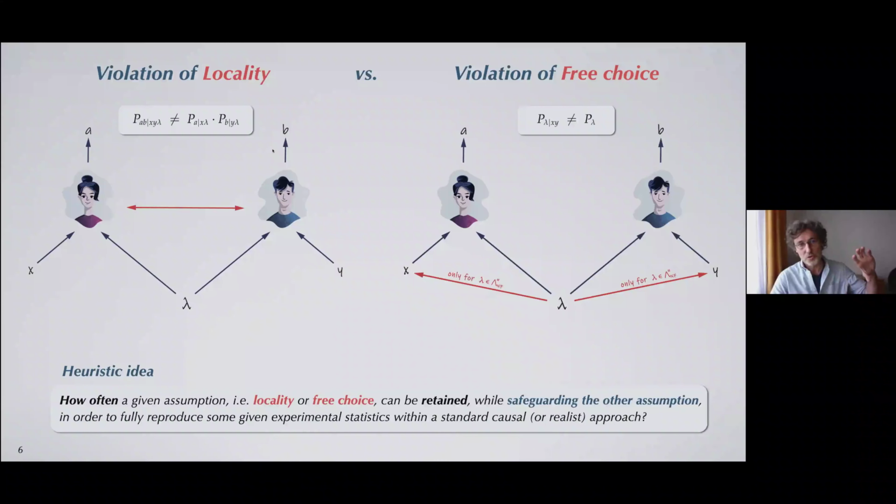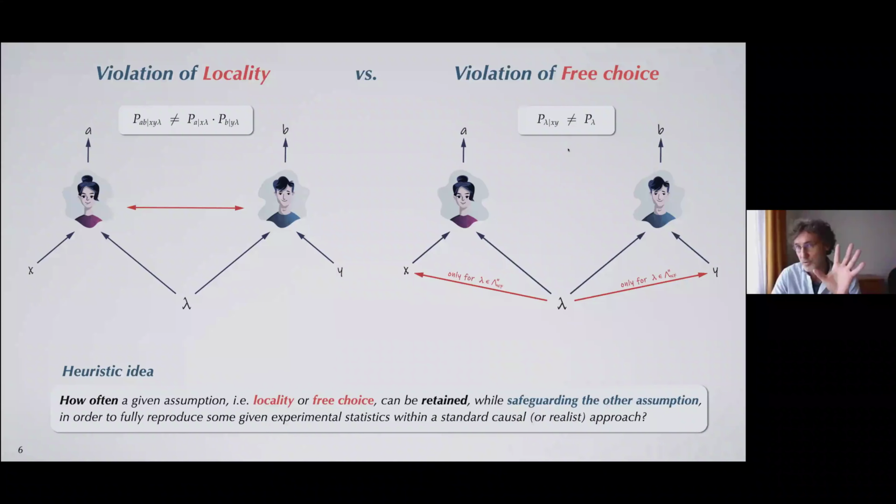So both these two arrows combine into the factorization condition. If this factorization condition doesn't hold, that means we have this equation. So there's no equality here. Locality is violated. As for the violation of freedom of choice, there are two arrows which go from lambda to X and Y, and this allows me to violate this condition. That means freedom of choice. So that is a violation of locality, freedom of choice.